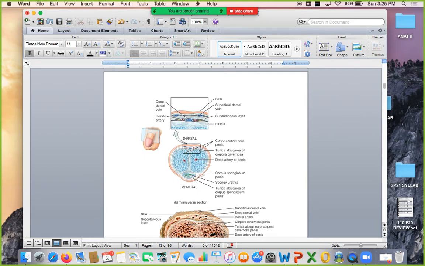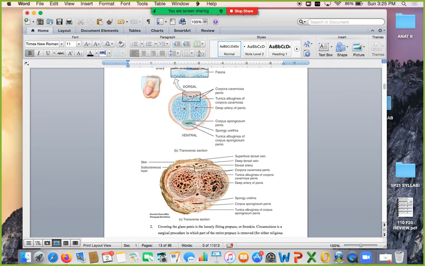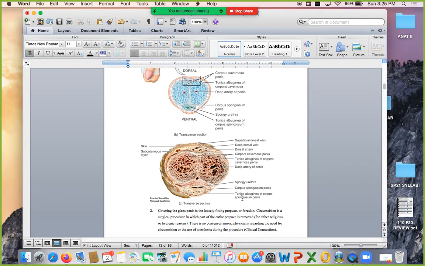If you're looking here at the very top region, we have a lot of vasculature. Here we have the dorsal vein and the dorsal artery. So on top, we're going to have the superficial dorsal veins. We actually have three sets of dorsal veins, so two on the top that are superficial, one that runs in the center, that's the deep dorsal vein, separated by that subcutaneous layer. Under that, we have the fascia, which is going to separate out the corpus cavernosa from each other and also from the corpus spongiosum. And that's going to look like this in an actual animal.